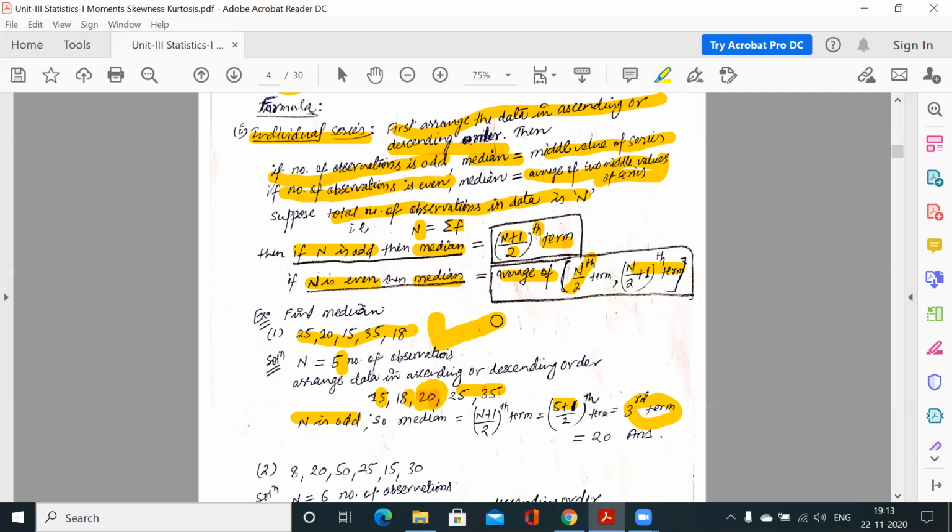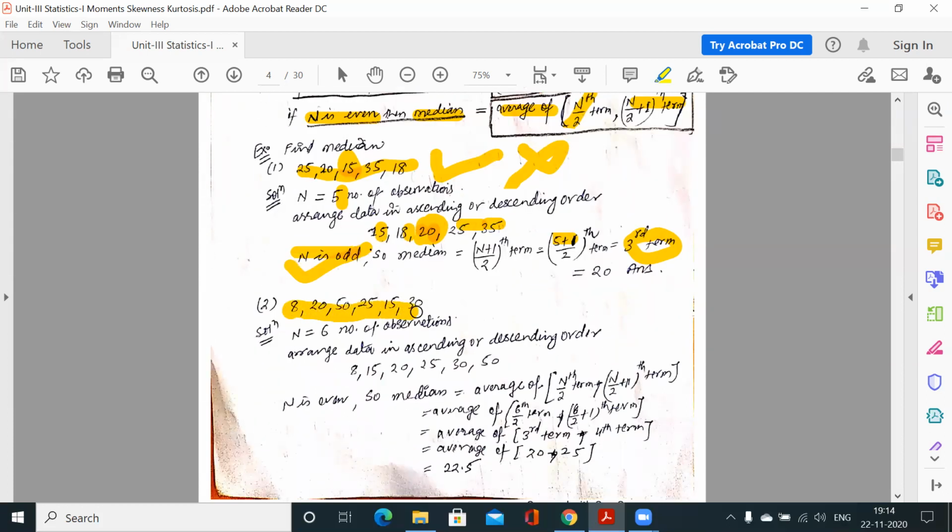But suppose you don't arrange the data, and directly by observing that there are 5 points, you say this must be the middle value. But you can observe that 25 and 20 are greater than 15, but 35 is also greater than 15. So we cannot say that 15 divides the data points into two equal parts. Here we have numbers greater than 15, and here also we have numbers greater than 15. So this is not the median. So first we have to arrange in increasing or decreasing form, then we apply the formula.